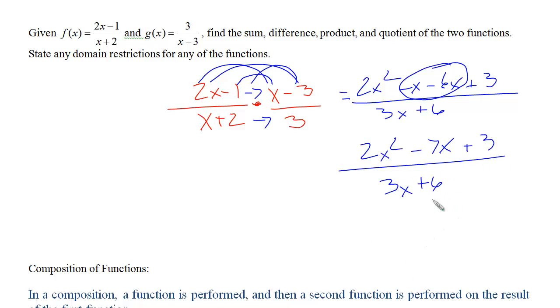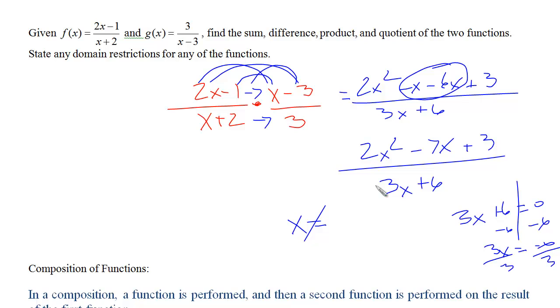And then we're looking for any value down here that's going to make this error out. So I just take 3x plus 6, set it equal to 0. Divide by 3. And I know that x cannot equal negative 2. So there's your domain restriction there for the quotient.